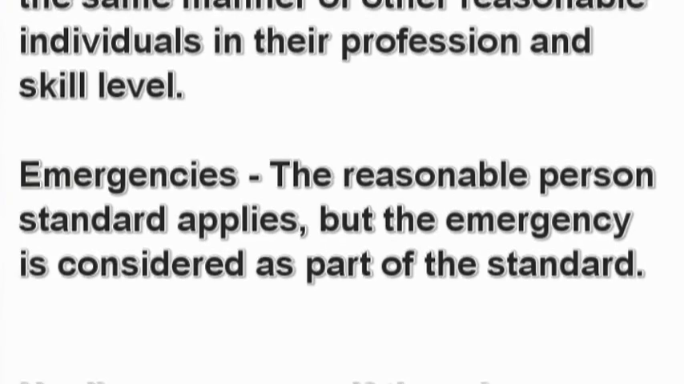The reasonable person standard. Due care is the degree of care that a reasonable person would give in a similar situation. For example, children and those with physical disabilities must conform to the behavior of that of a reasonable person of like age and/or other similar characteristics. The reasonable person standard applies despite a person's disabilities, superior skills, or knowledge. Professionals must act and care in the same manner of other reasonable individuals in their profession and skill level.